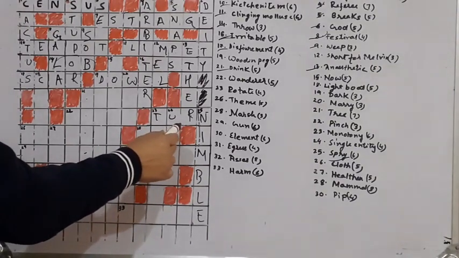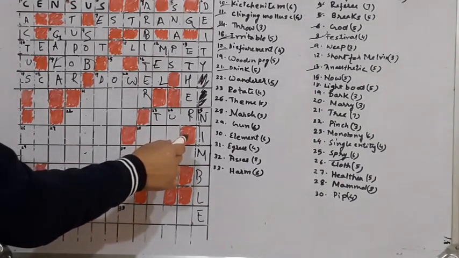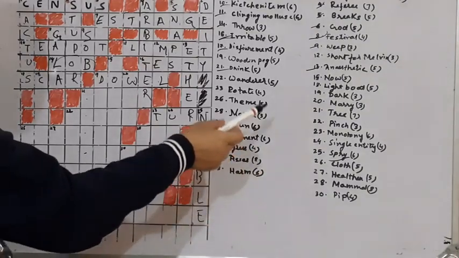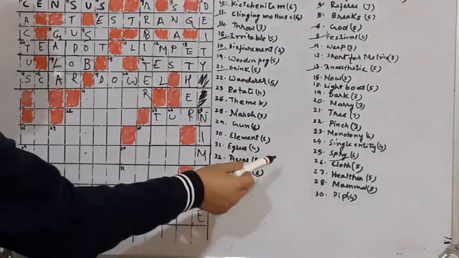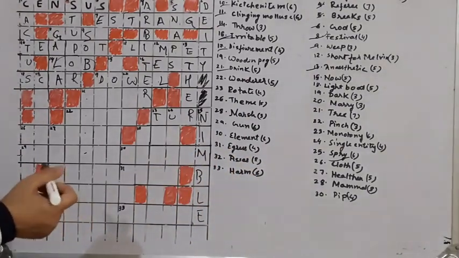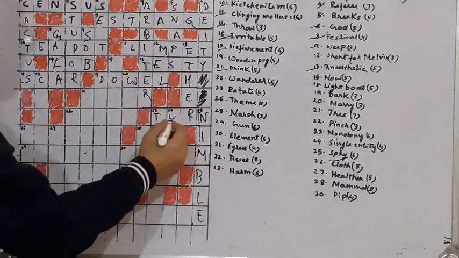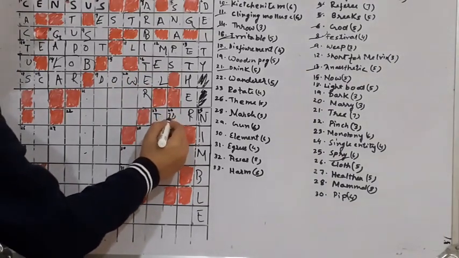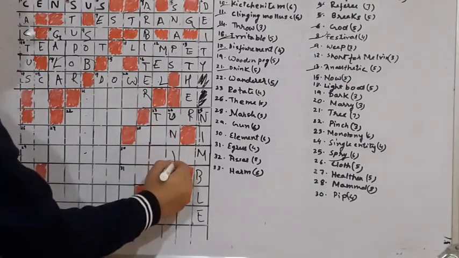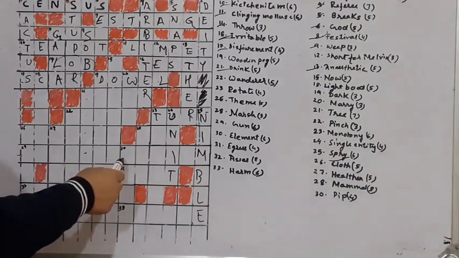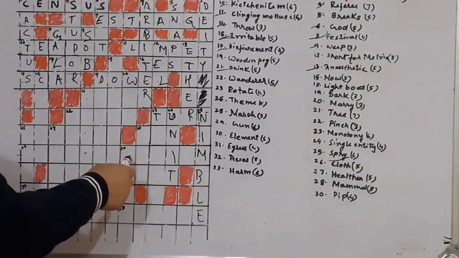It begins with U, right? You can see it begins with U. So 24 down, single unit, single entity. So it is unit. Yes, U-N-I-T. Right? Then it has paved the way for our question number 30.